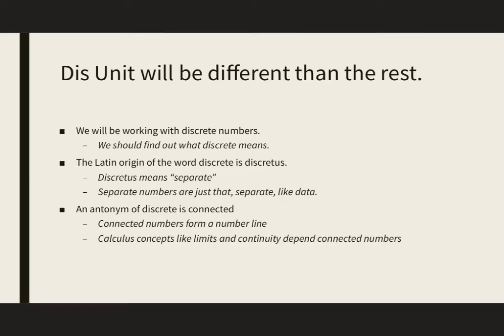Let's move on. Now, this unit will be different than the rest of the units that we studied. In previous units, we worked with connected numbers or continuous numbers, equations that represent all numbers in the past or in the future. So we'll be working with discrete numbers. What does that mean exactly? Well, the Latin origin of the word discrete is discretus, which means separate. And separate, that means the numbers are separate.